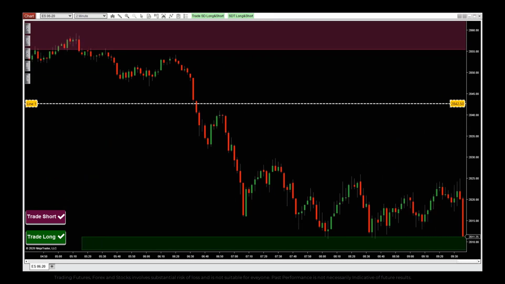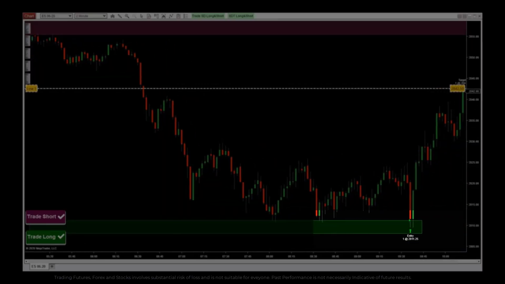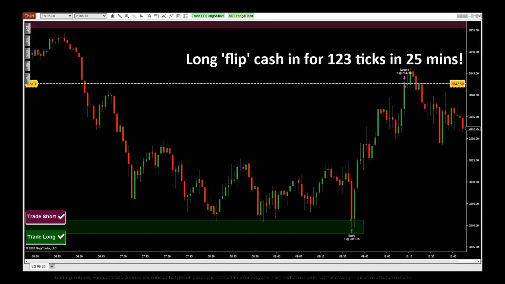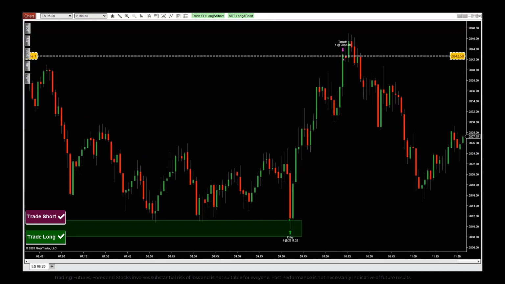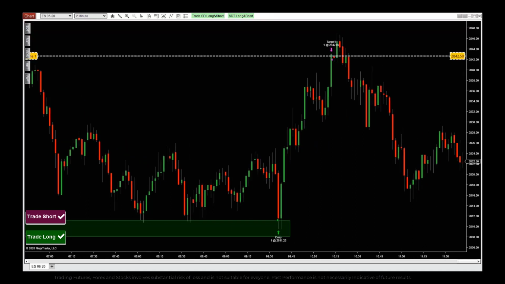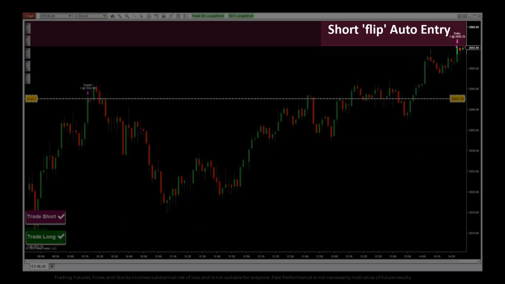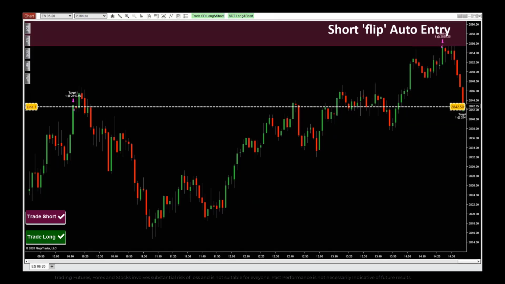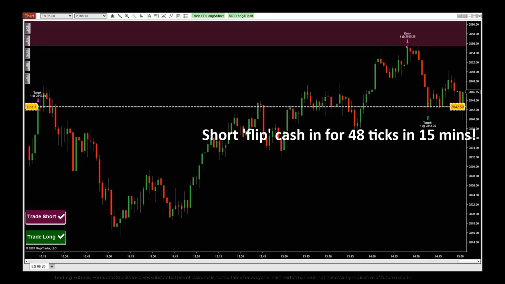And then check this out. Over here in the S&P 500 ES on a 2-minute chart, we did a long flip where we bought cheap and flipped it for 123 ticks and $1,537.50 per contract in less than 30 minutes. Then a quick short flip where we sold an overvalued contract short for 48 ticks and another $600 in profits per contract in less than 15 minutes.